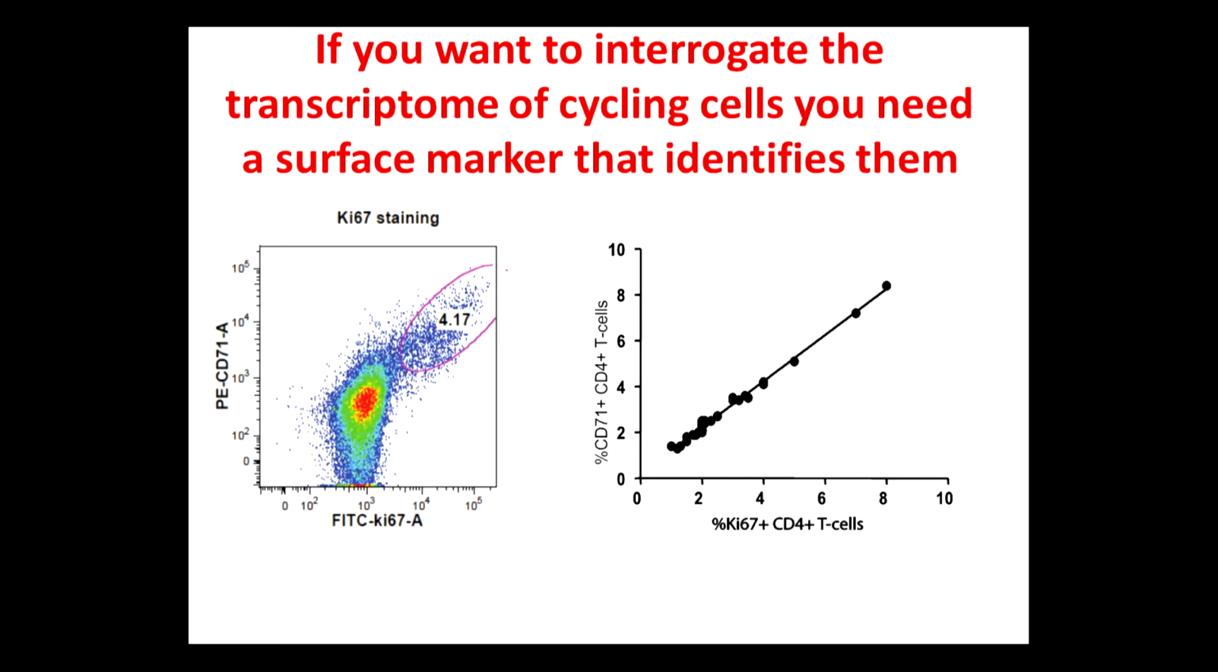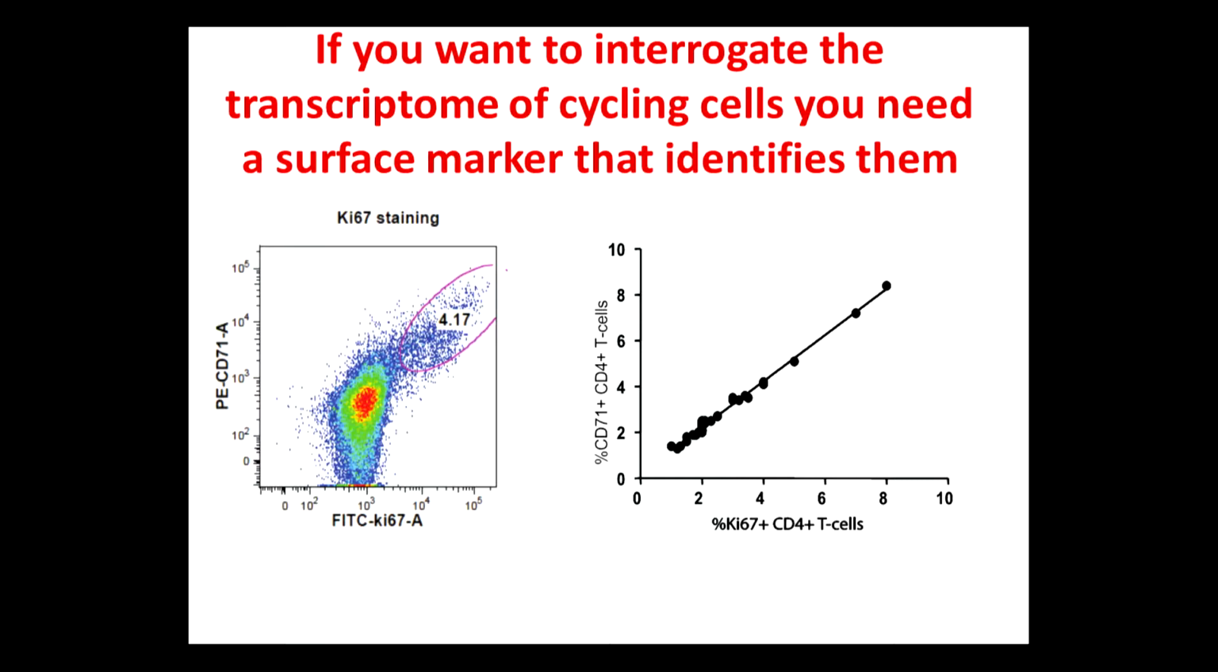And you can see on the left panel, we have CD71 on the y-axis, Ki-67 on the x-axis, and you can see that the cells that are Ki-67 high are CD71 high. And if you look at multiple samples from multiple individuals, there's an exquisitely tight relationship between the proportions of cells that are CD71 positive and Ki-67 positive.